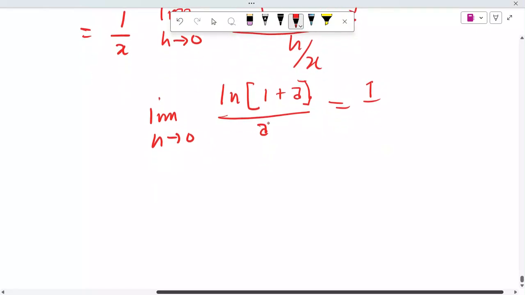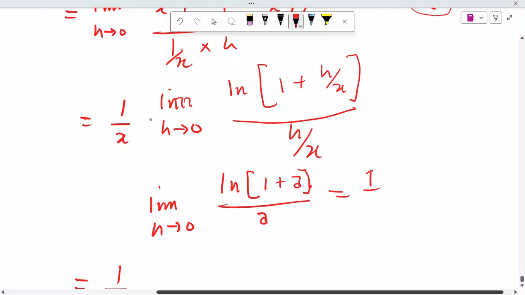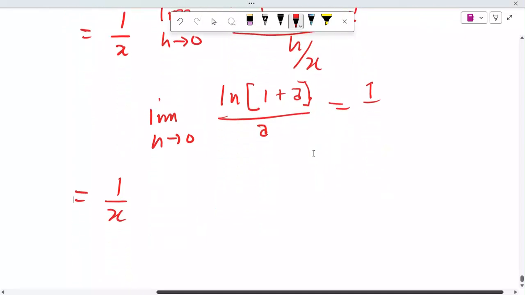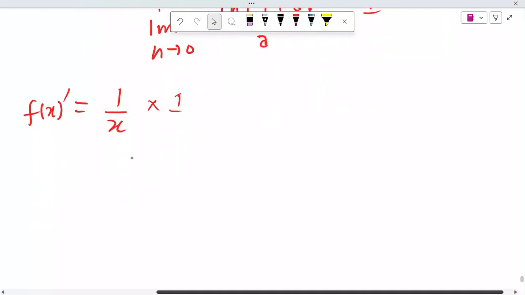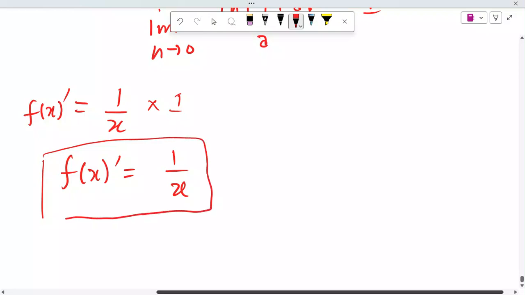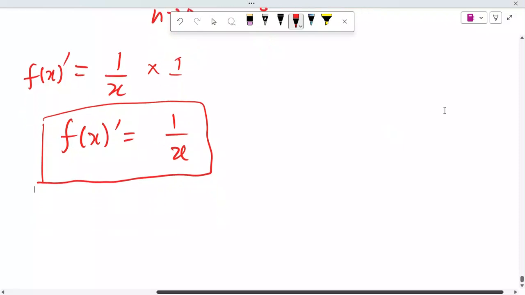So having said this, we know that our a is h over x. So h over x, even here we have h over x. So this will give us 1. The limit as h approaches 0 of this will give us 1. So we'll say multiplied by 1. Then this is our f of x. So f prime of x equals 1 over x. So this is your answer.